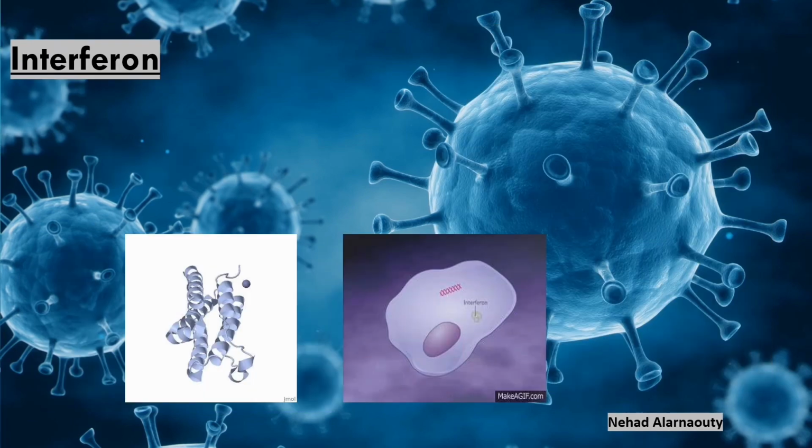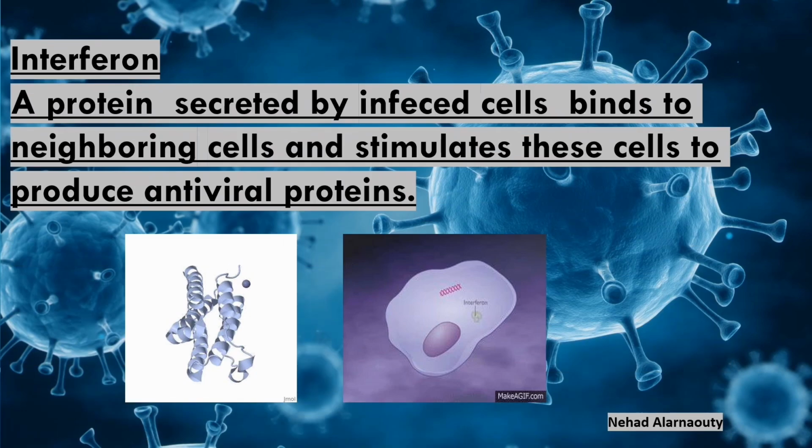Then we have the interferon. The interferon is a protein secreted by the infected cells. This protein binds to the neighboring cells and stimulates these cells to produce antiviral protein. And the antiviral protein prevents viral replication. Instead of having millions of viruses to attack, we have only a few viruses that we can handle. So it's way easier for your body to attack them.